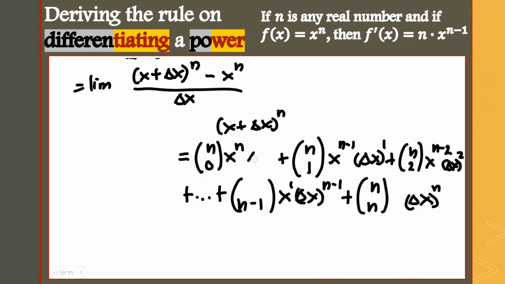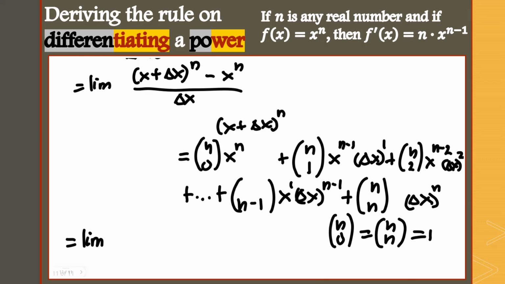And this will also become 1. This is the form of just this idea here. So going back to that, you will have here the limit of that form. So you will have here n, by the way, n taken 0 in combination is just equal to 1. n taken 0 is equal to n taken n, which is equal to 1. So this could be just removed, and this will also be removed.